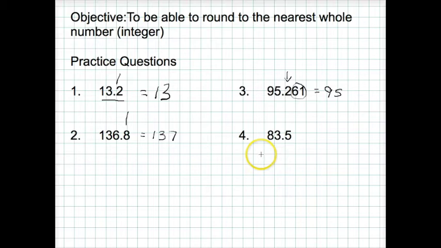And finally, question 4. 83.5, we've got one number after the decimal point. Now, this time, the 5 is directly in the middle. If the number after the decimal point is 5 or above, the number in front of it rounds up. So this one rounds up to 84 to the nearest integer.